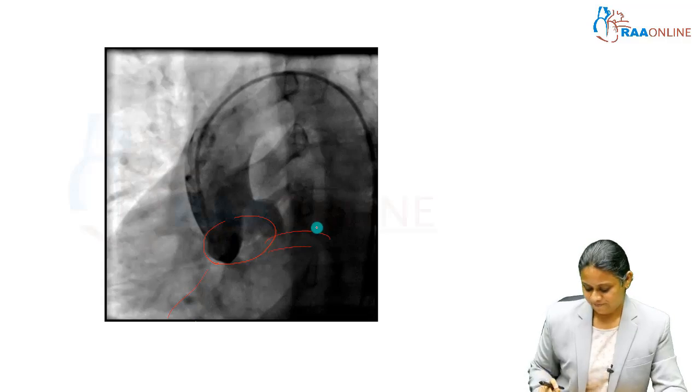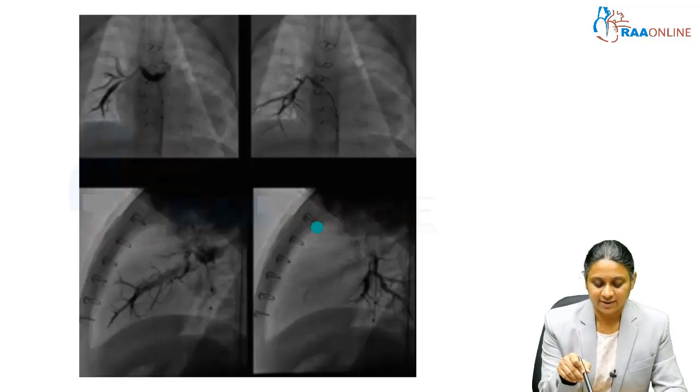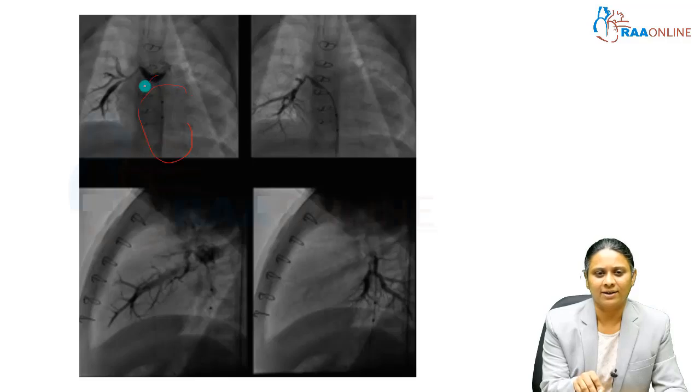So this is the LAO view showing the aortic root injection for delineation of the coronary artery anomaly. This is descending aorta injection showing one major aortopulmonary collateral here supplying the right lower zone pulmonary artery. One more here, one MAPCA. The same thing in the lateral view.